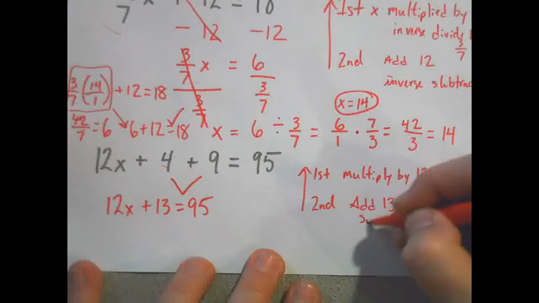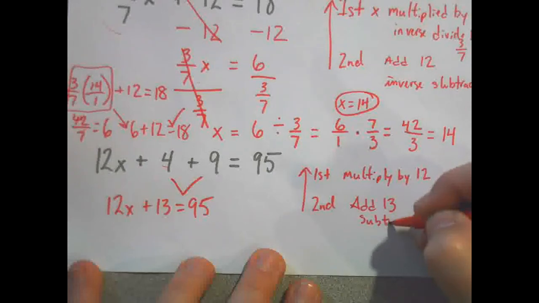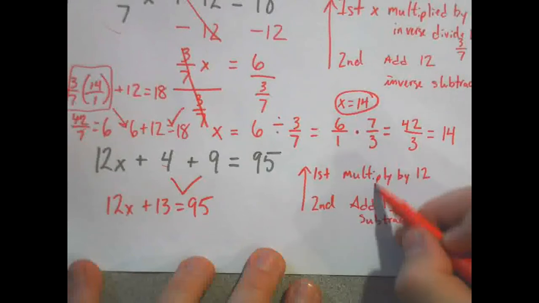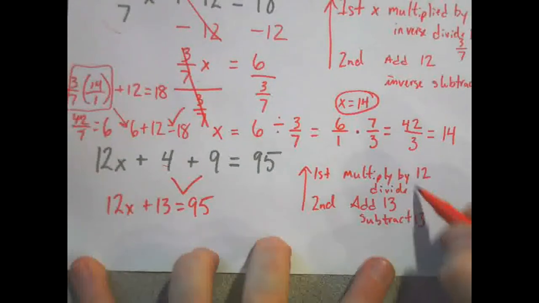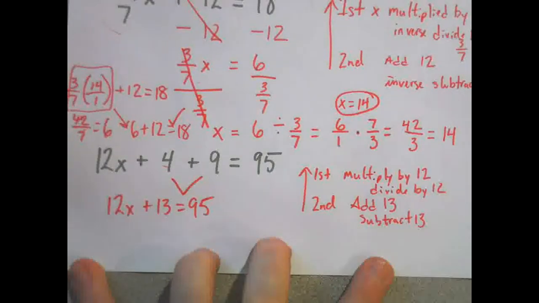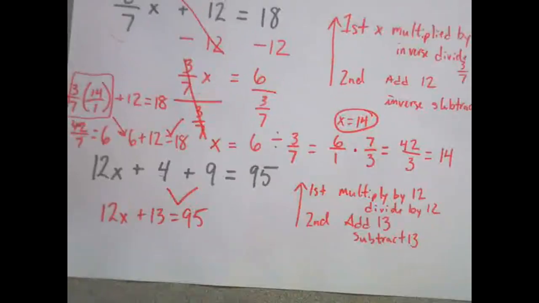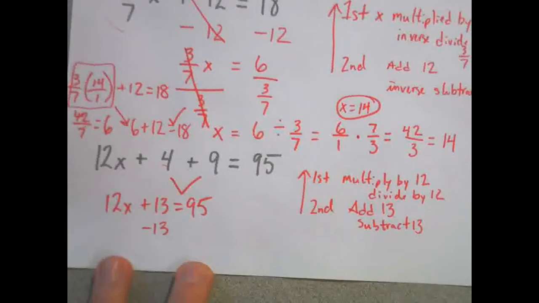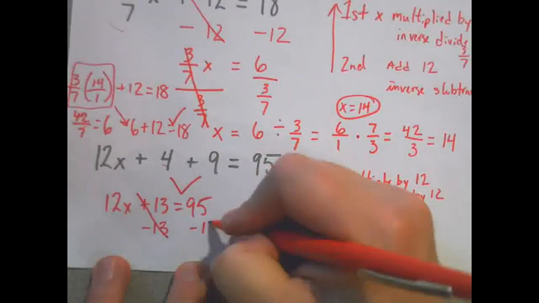I'm going to subtract 13. That's the inverse operation of adding. And I'm going to divide by 12 because that's the inverse operation of multiplying by 12. All right, so let's do that. Subtract 13 from both sides. I want to get rid of this 13. That goes away. I do it on this side as well.